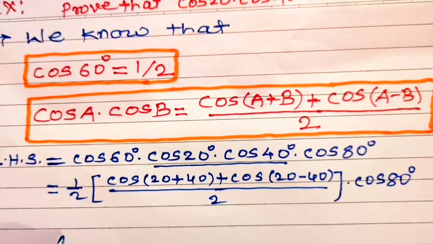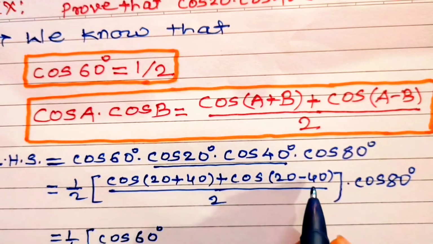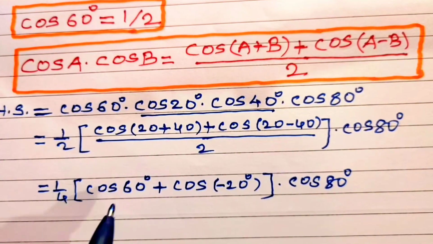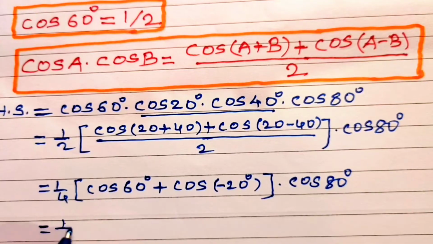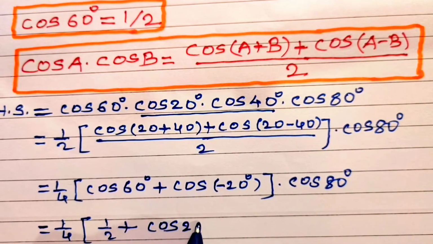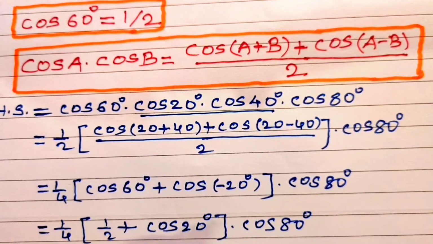Simplify this. This is equal to 1 upon 2 and this 1 upon 2, that becomes 1 upon 4 into bracket cos of 20 plus 40, that becomes 60 degree, and this cos of 20 minus 40, that is minus 20 degree, bracket close, into cos of 80 degree. But we know cos 60 degree is equal to half. Again put here, this is equal to 1 upon 4 into bracket half plus, you know, cos minus theta is cos theta. So cos of 20 degree into cos of 80 degree. Okay, now multiply this bracket by 1 upon 4 and this one.